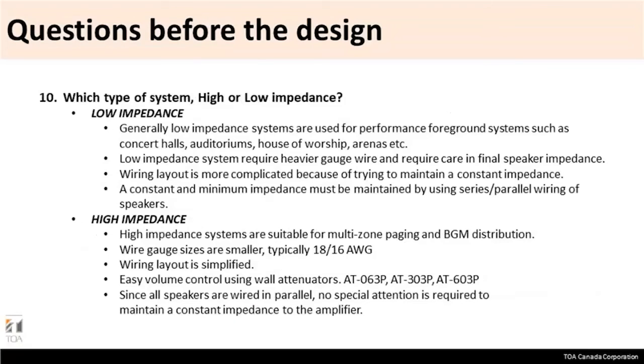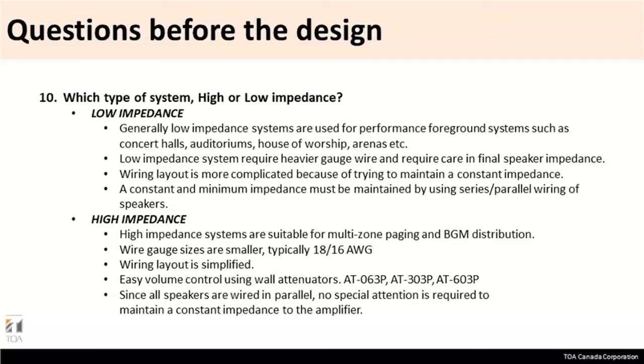All right, so which type of system should you go for? Should you go for a high impedance system or a low impedance system? Like I said, if you have a house of worship, or an auditorium, a home theater or a car stereo or stuff like that, you should prefer a low impedance system, that is 8 ohms, because the cable length is not too long. You might need a heavier gauge of cable, but again, it is what it is, and constant and minimum impedance must be maintained by using the series parallel wiring of speakers that we spoke about in the previous slides.